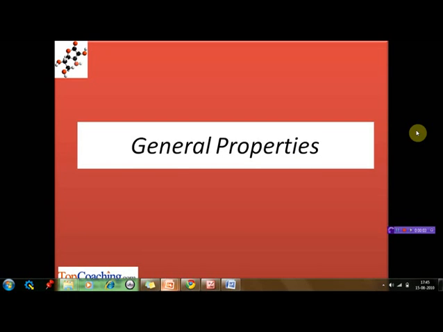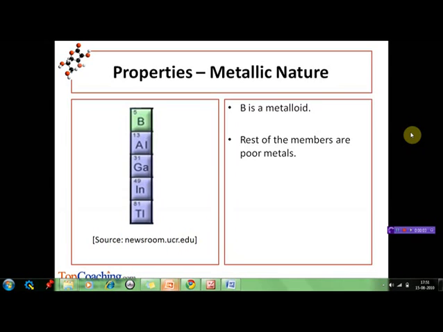Now let's have a look at some of the general properties of group 13 elements. If we look at the metallic nature of group 13 elements, we will find that boron is a metalloid. By metalloid we mean that it is neither completely a metal nor completely a non-metal. It has intermediate properties. The rest of the members are poor metals. By poor metals we mean that as compared to the transition metals, these metallic elements have lower melting and boiling points, are more electronegative and are generally softer.